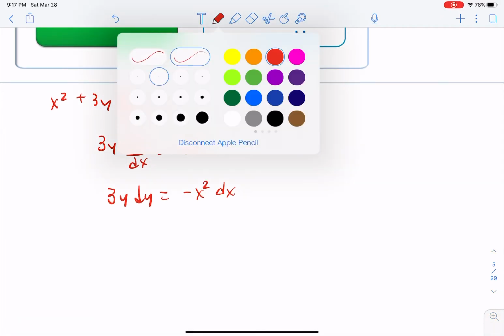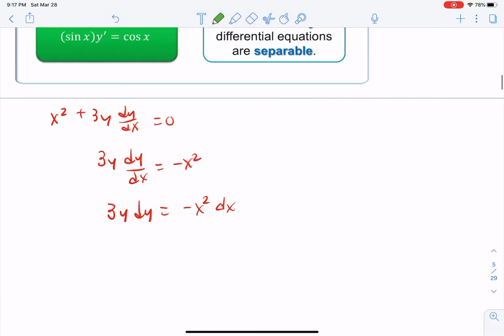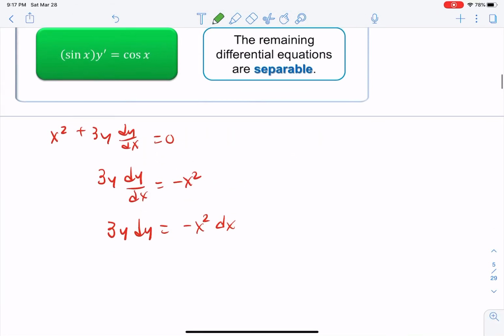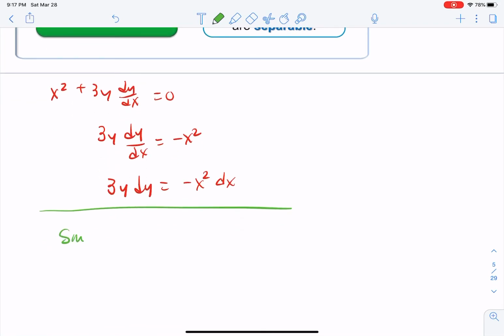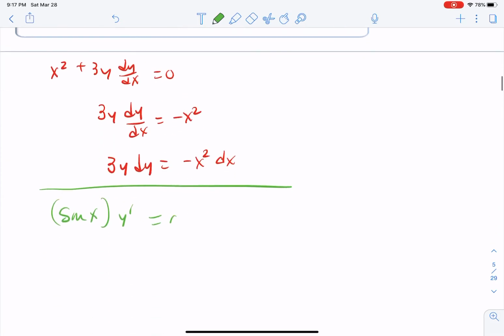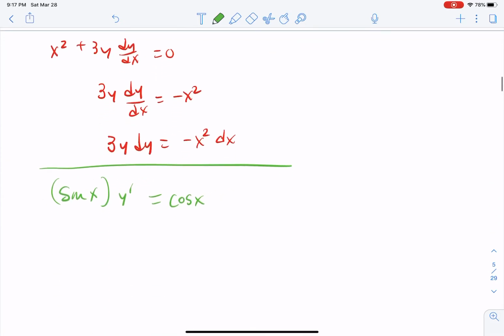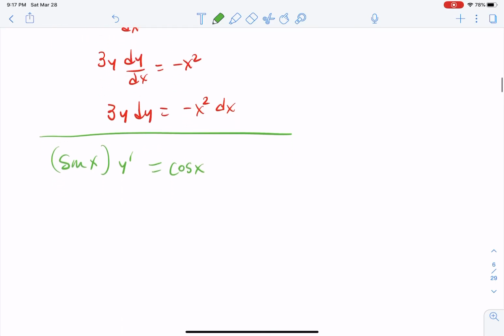All right, and then if I try, let's say, the green one here. So the green one is sine x y prime is equal to cosine x. So notice that the sine has an x in it, so it needs to go over to the right-hand side. We'll divide cosine x over sine x.